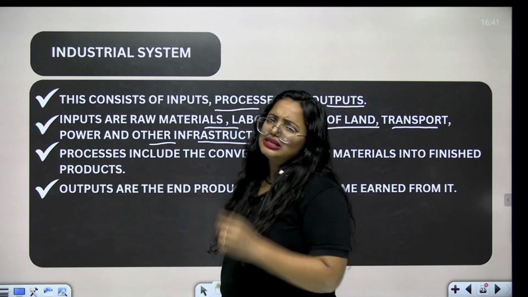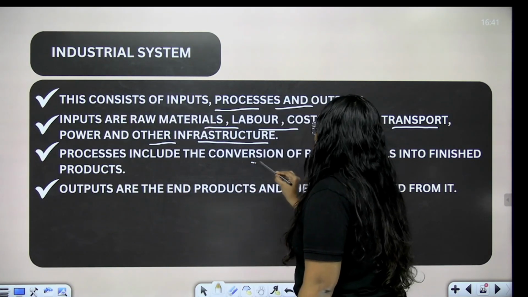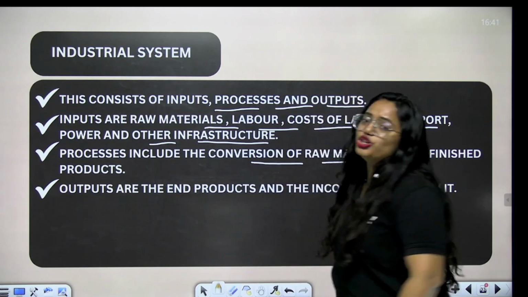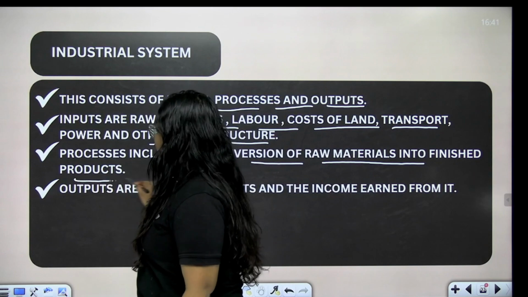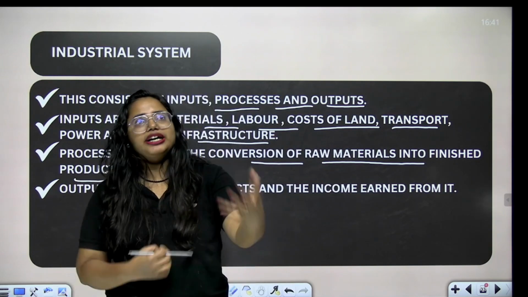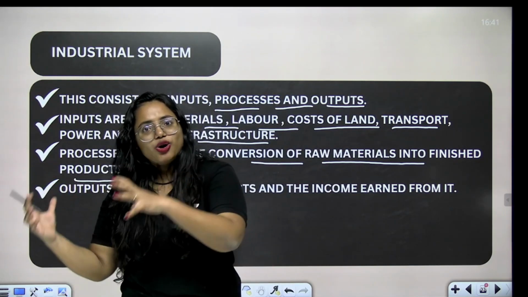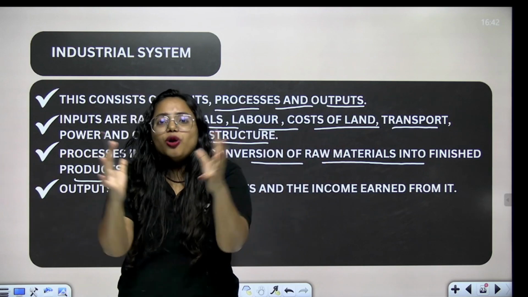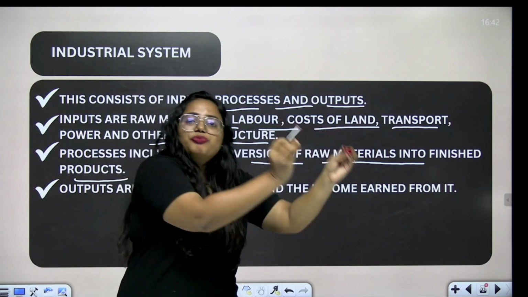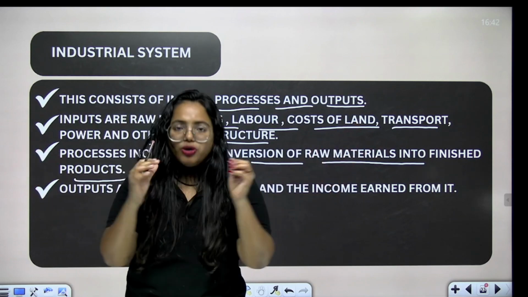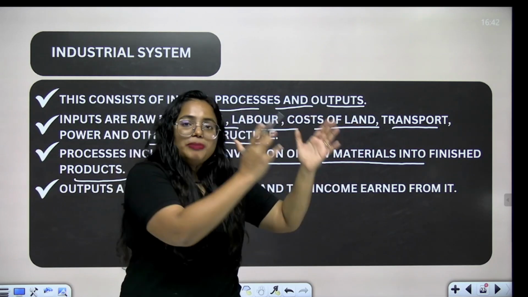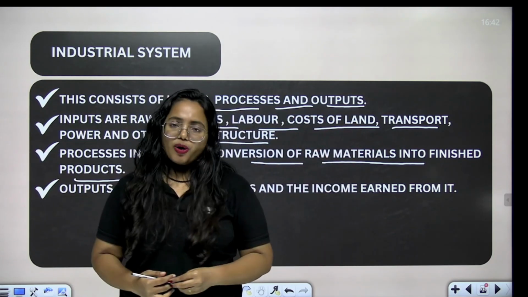What about processes? This includes conversion of raw materials into finished product. How? I know I put a lot of raw materials, but these raw materials have to be processed to create or to manufacture the final product.